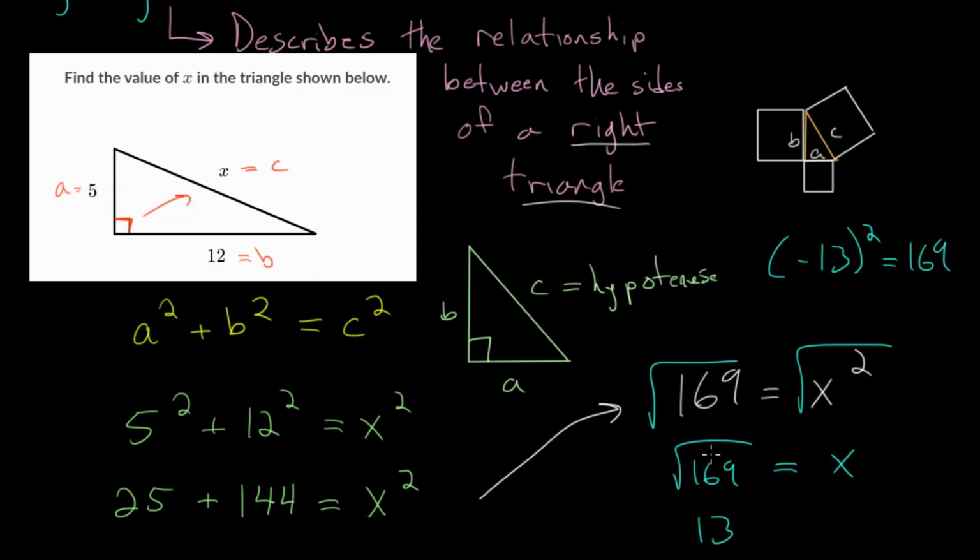But if this was just some normal algebraic problem not related to a physical side length, then we would need to put plus or minus to account for the fact that there are two numbers which, when multiplied by themselves, give us 169. So what we found here is that our missing side length is simply 13. So the sides of this triangle are 5, 12, and 13. So that would be our final answer there.